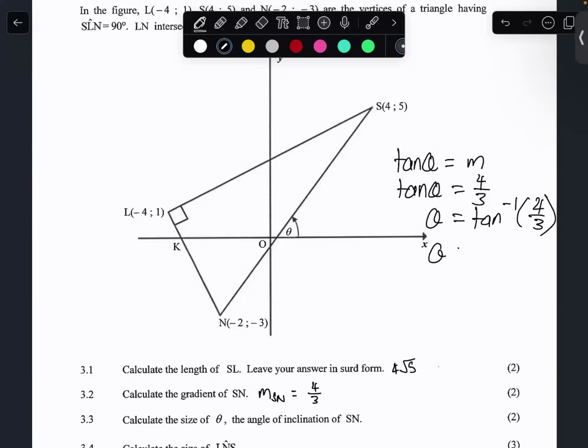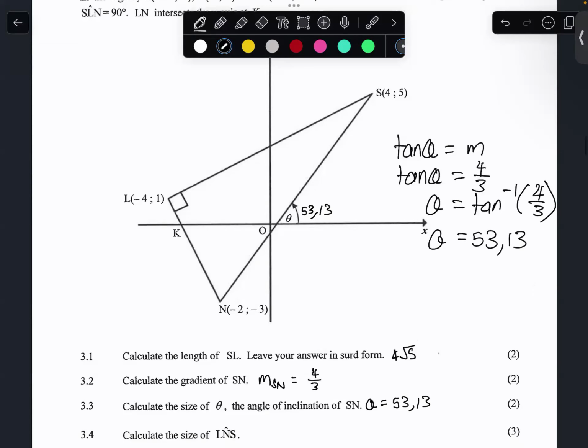Right? It gives you an answer of 53,13. So the angle of inclination, theta, is 53,13. I'm going to put that in. All right. Next question says calculate the size of LNS. Right. We did this already.